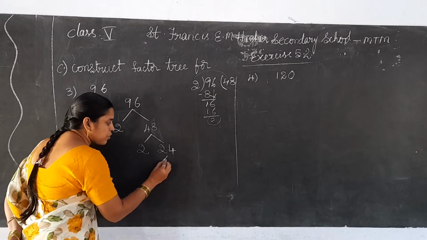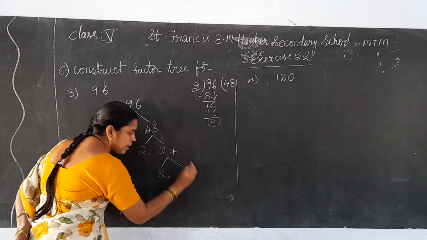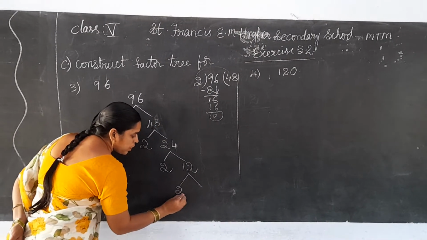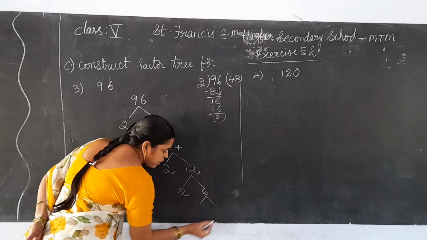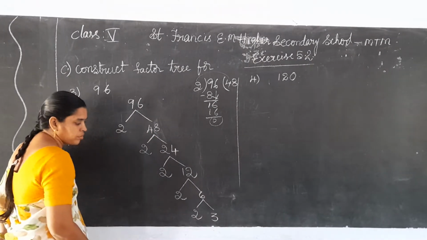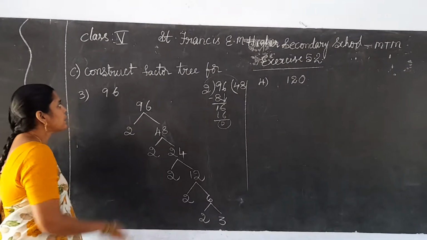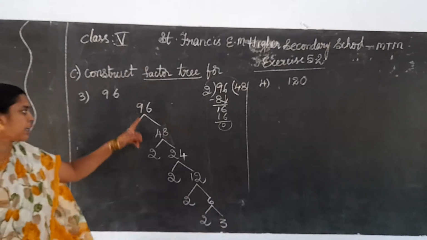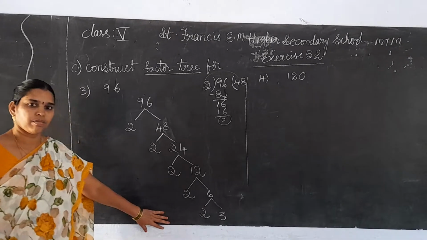Again, this 24 can be written as 2 into 12. Again, this 12 can be written as 2 into 6. Again, this 6 can be written as 2 into 3. Now, these 2 are prime numbers. So, the tree is complete. This is the construct factor tree. See, like a tree. These are the branches. Right? The sum is complete.